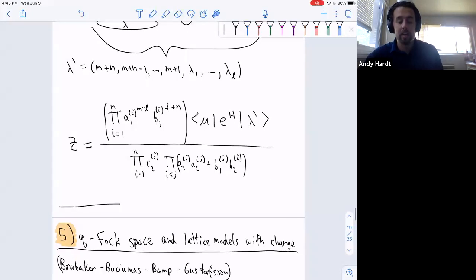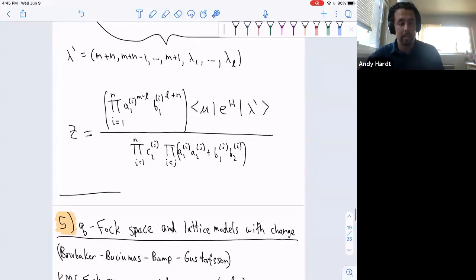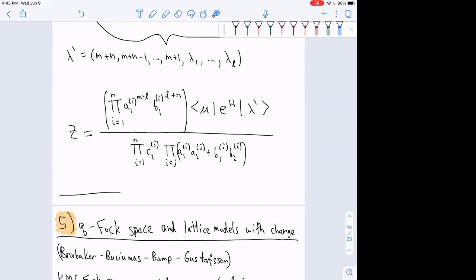Okay, so the last thing I want to say is I'll talk a little bit about a generalization, which is Q Fock space and lattice models with charge. I think most of what I'm going to say comes from the paper by Brubaker, Buciumas, Bump, and Gustafsson that Dan talked about a couple of weeks ago. So I'm going to skip some of the background and just try to fit it into this story a little bit.